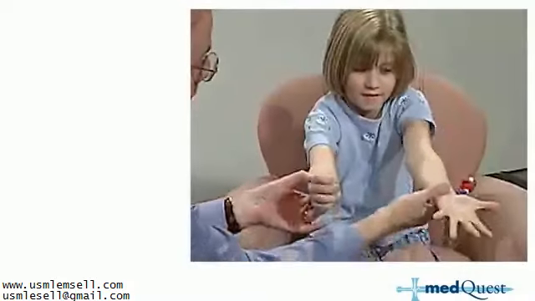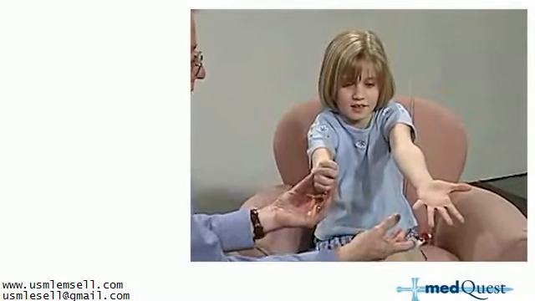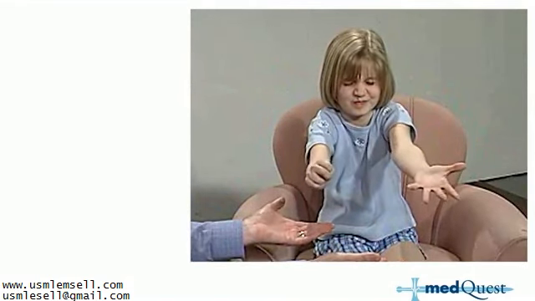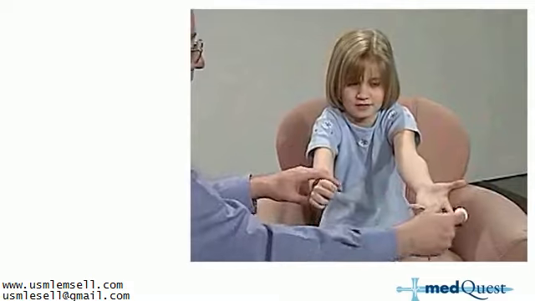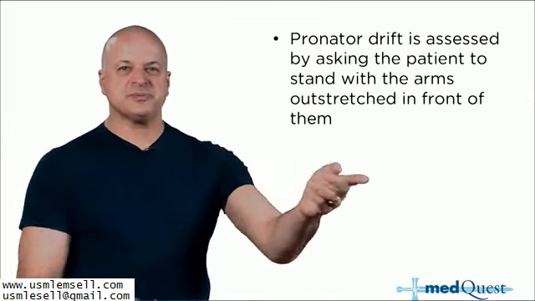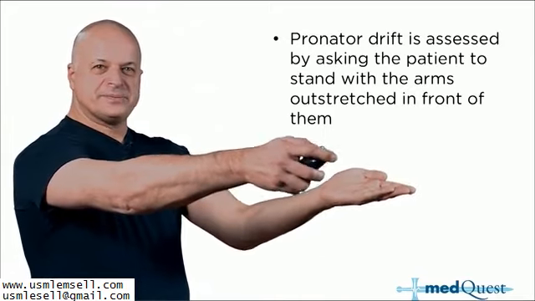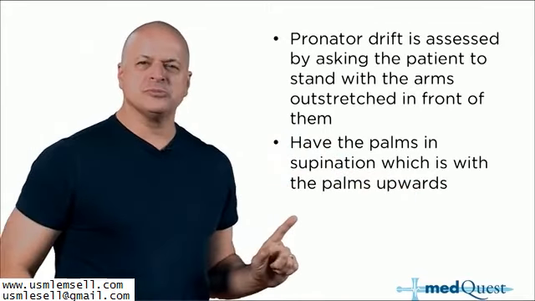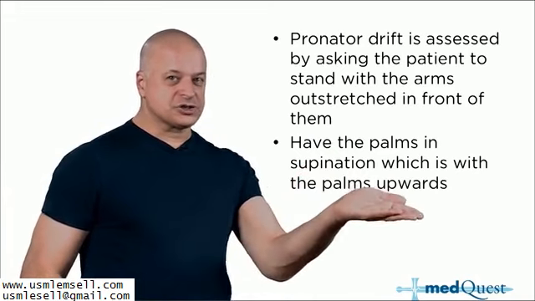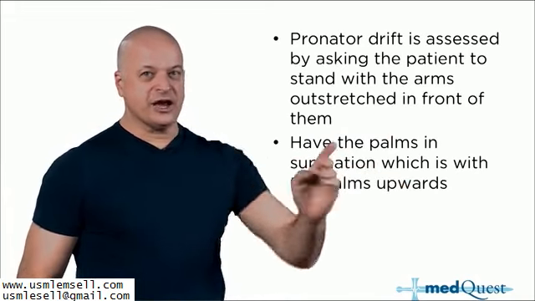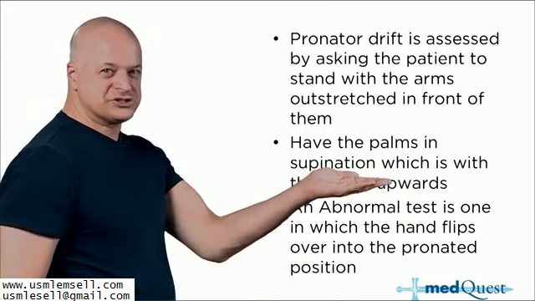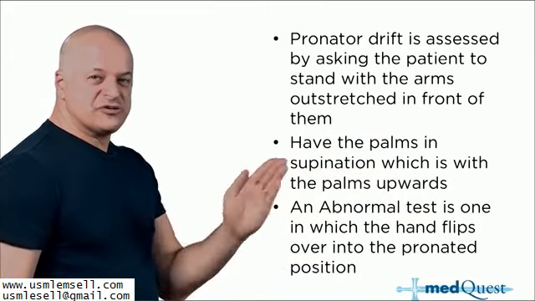Hold them up like that if you can, and close your eyes and hold still. Okay. Open up your eyes. So when you see pronator drift assessed, you put the arms there and it flips over. So the palms, which are stronger, supinators or pronators? Pronators are stronger. Supinators, you know it's supinator because you say, hey, give me some soup, here's the soup. An abnormal test flips over.